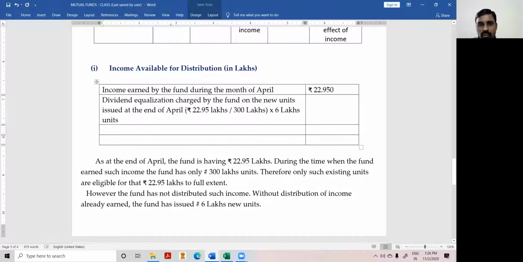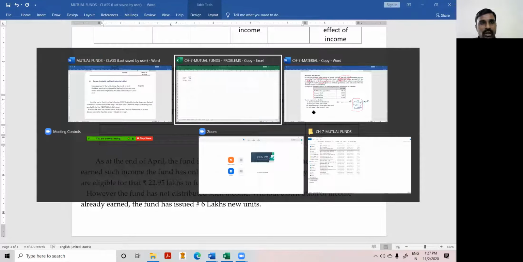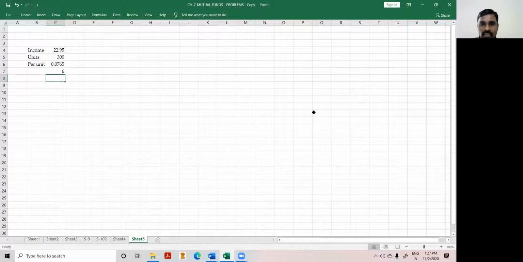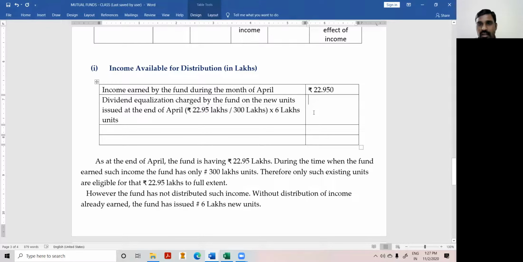So tomorrow in future they will get this amount, like the existing unit holders. Therefore, per unit they have to pay 0.0765. In total, they have to pay how much, ma? This is 0.0765 per unit, for 6 lakh newly issued units. So the total will be 0.459 lakhs. Okay, this is the point. Dividend equalization charged by the fund on the new units issued at the end of April.